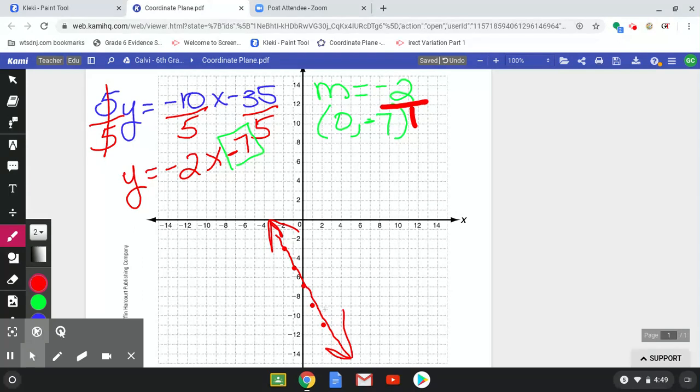Well, this slope is going down to the right, so it's negative, and as it should be because they're telling us our m is negative.